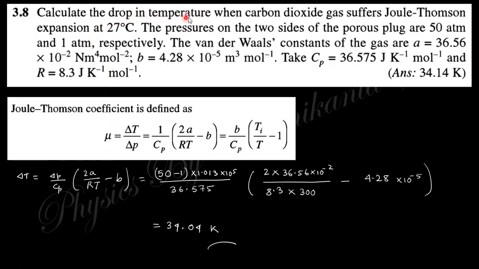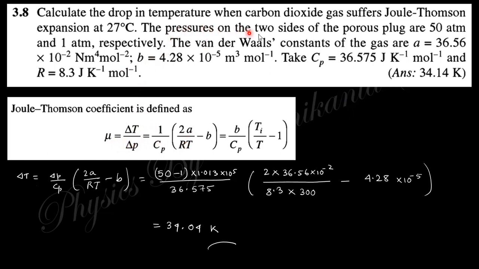Calculate the drop in temperature. You need to find out the drop in temperature, that is, the reduction of temperature when carbon dioxide gas undergoes Joule-Thomson expansion. Joule-Thomson expansion means there are two vessels, one empty and the other not empty. When the gas expands, the temperature will be reduced, right? When the pressure is reduced, the temperature also reduces.